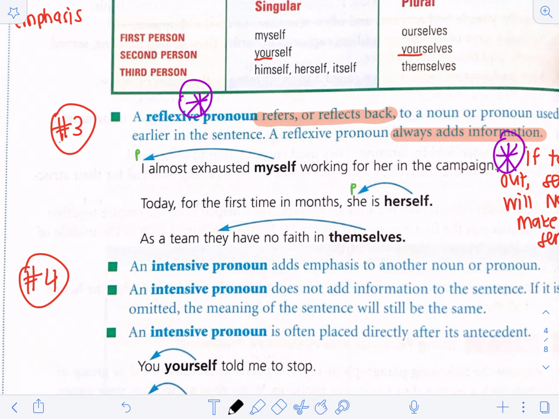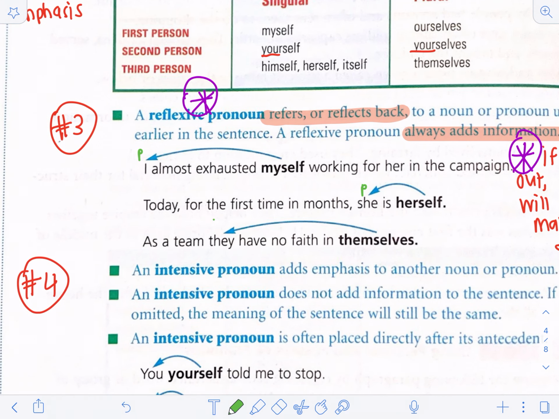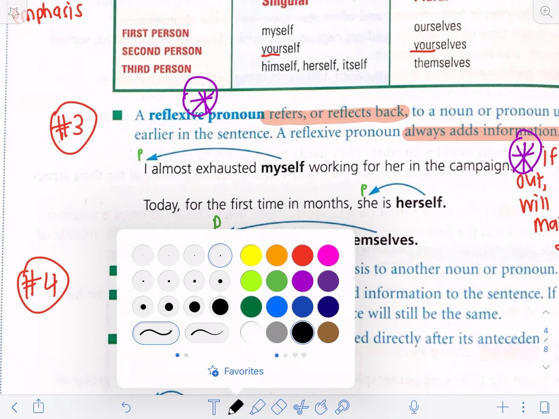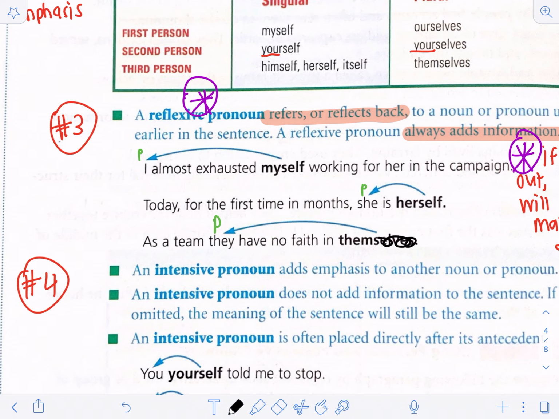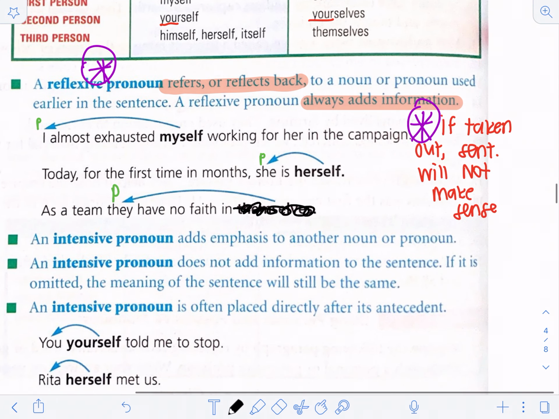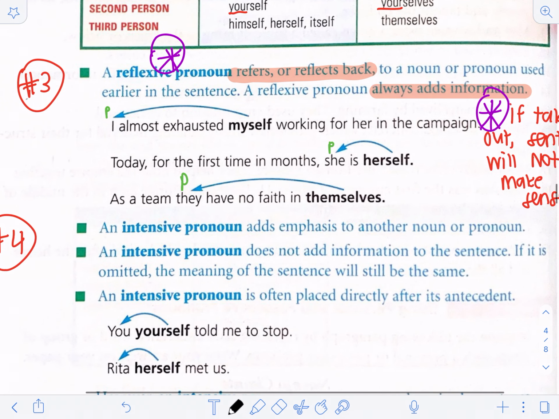Last example for reflexive. As a team, they have no faith in themselves. Themselves is reflecting back to the pronoun they. If I were to cross it out, as a team, they have no faith in. If you're looking at this sentence as is, you're asking, no faith in what? Referring to my rule over here, if I take a reflexive pronoun out of the sentence, it will not make sense.